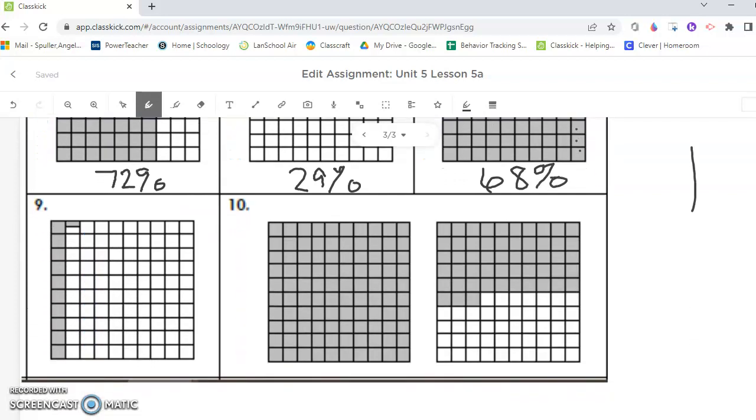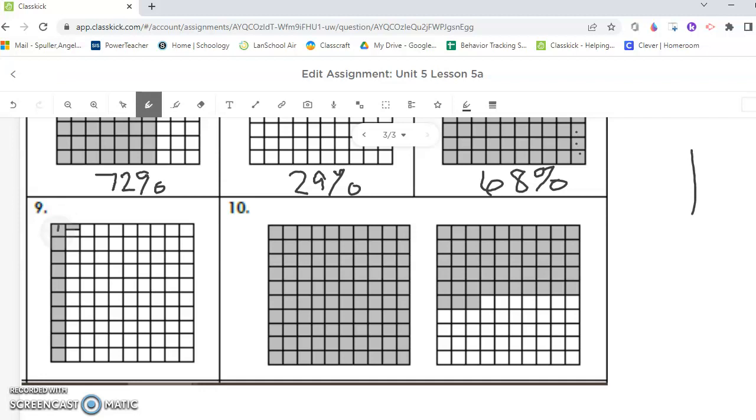All right, moving down a little bit. All right, so here we have 10 and then half of one. So we have 10.5%. And here we have one whole, and we have 10, 20, 30, 40, 51, 52, 53. So we have 153%. Because one whole is equal to 100, right?